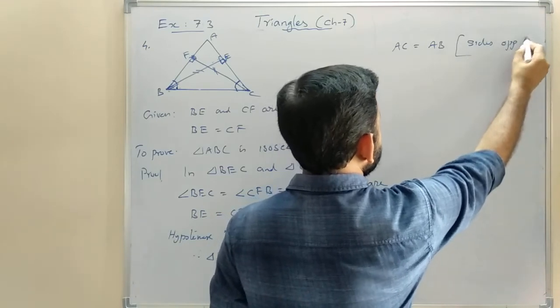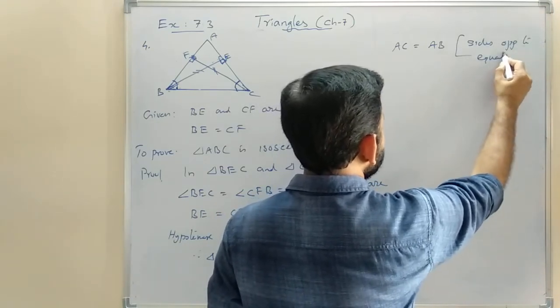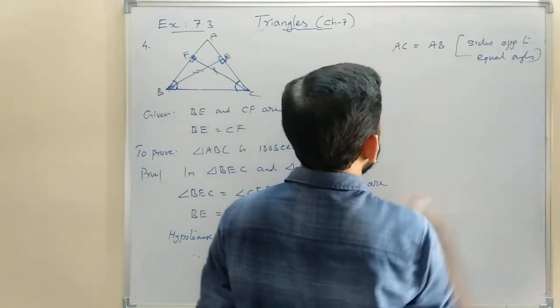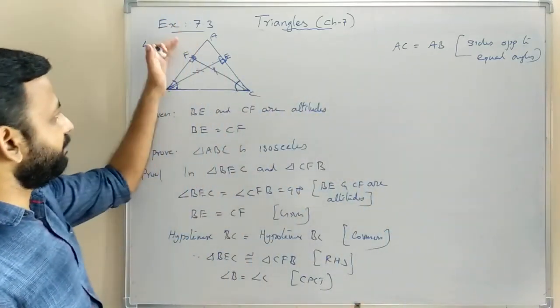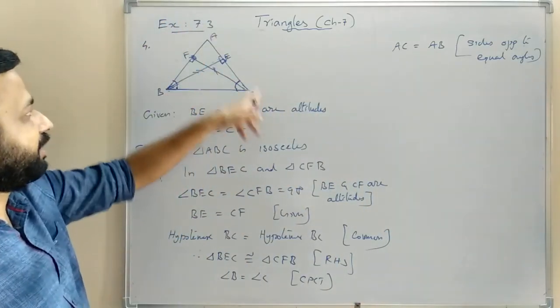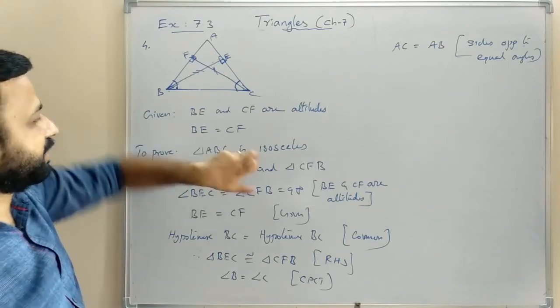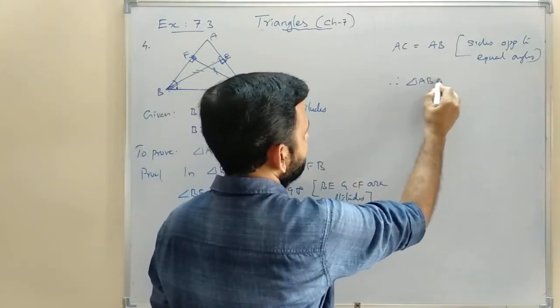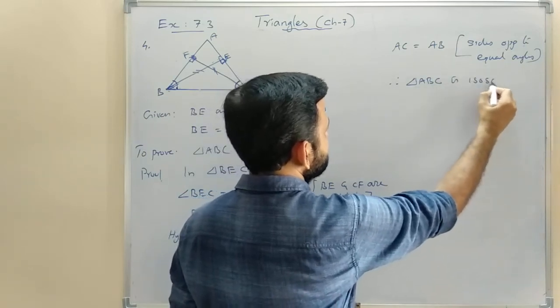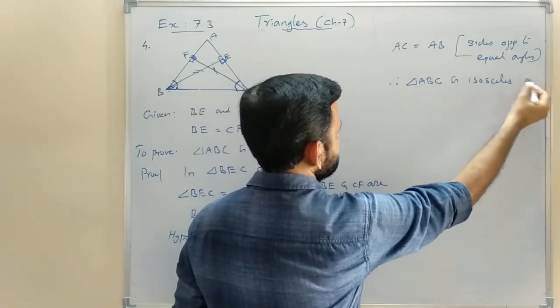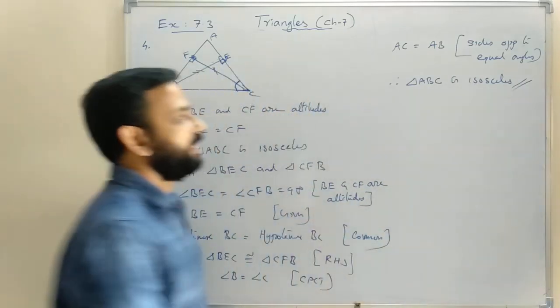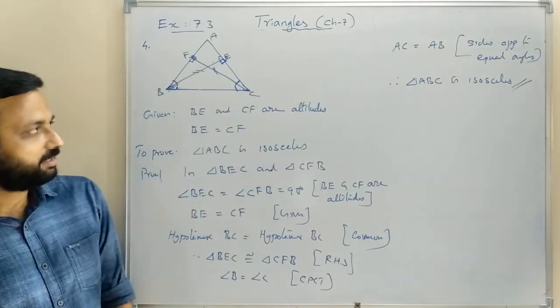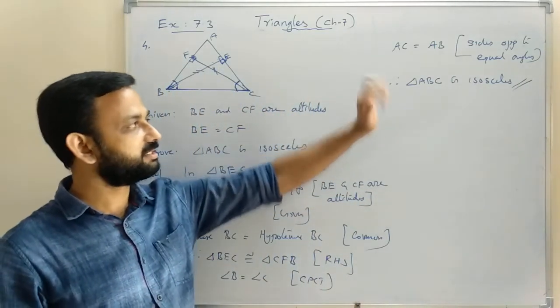Sides opposite to equal angles are equal. So now we got AB and AC are equal. If AB and AC are equal, we can say triangle ABC is isosceles. Therefore triangle ABC is isosceles. So we got the result: triangle ABC is isosceles.